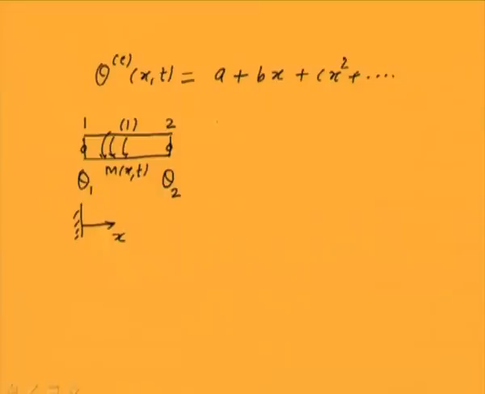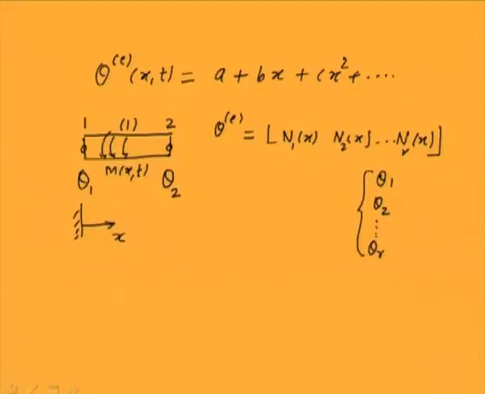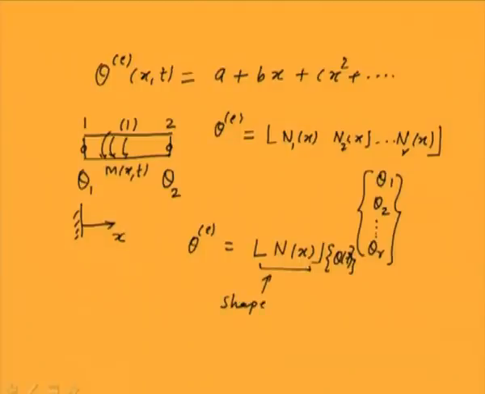This particular solution which we have assumed can be written in a more general form like this, where this vector contains angular displacements at various nodes of the element, which again we can write in a more compact form like this. Theta here is time dependent and N is spatial coordinate dependent. This is called shape functions or interpolation function.